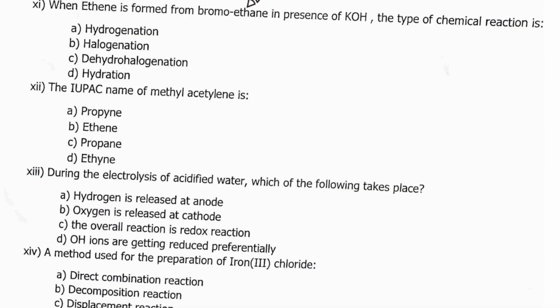Ethene is formed from bromoethane in presence of KOH, and the chemical reaction is, now ethane is going to be like this, correct? And it is becoming C double bond C, ethene is becoming. That means this is going, and this electron will come here. So dehydrohalogenation, where is it?